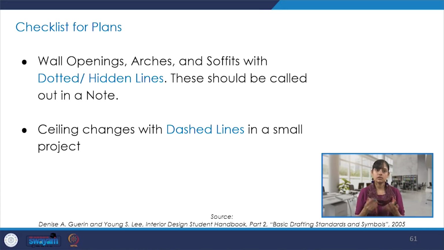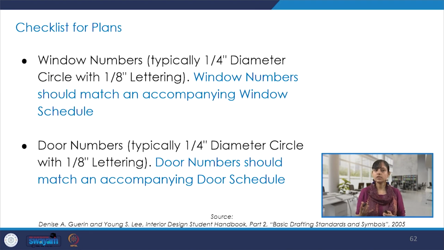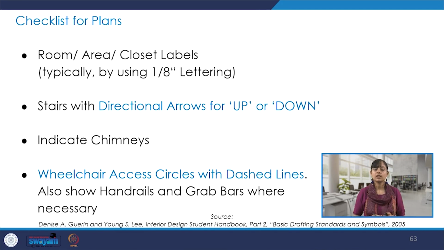And ceiling changes, other kinds of details like arches and soffits, etc. Window numbers, door numbers, so there is a window schedule and door schedule. We will see that also. And if there are any chimneys, if there are staircases, so directional arrows for showing the direction up and down. And also the wheelchair access, or if there are any standards of universal accessibility that have been followed, and we would like to highlight that through drawings.